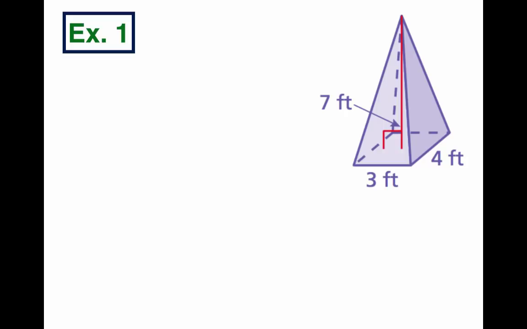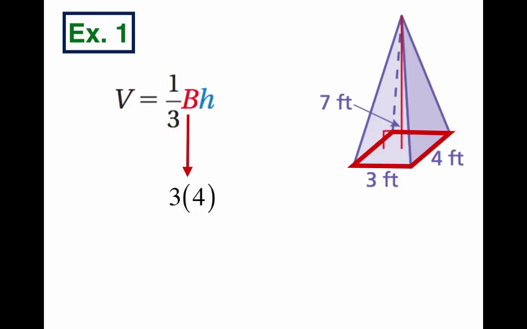We're just going to apply this a little bit. So here is our pyramid. It's a rectangular pyramid. It measures 3 feet by 4 feet, and it looks like it's 7 feet tall. We want to find the volume. Well, we know volume is 1/3 base times height. So let's find the base. Now the base is a rectangle. It's a 3 by 4 foot rectangle. So the base is going to be 3 times 4. The height, well, how tall is this pyramid? Well, it's 7 feet tall. So we're going to do 1/3 times the 3 times 4 times 7.